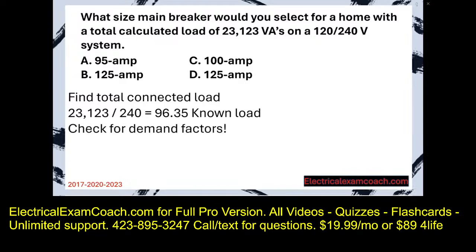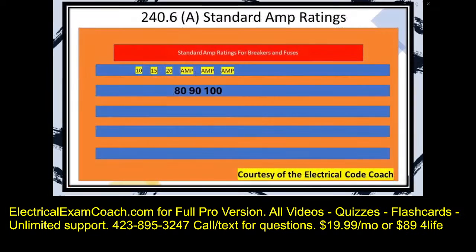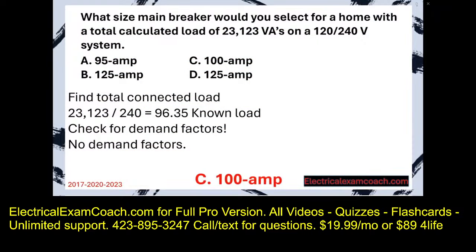Now we check for demand factors. Because this load calculation was already performed, there are no more demand factors to do. They were done along the way, right? We would have performed our range demand factor, our dryer demand factor, and then now we have this total lump sum of 23,123. So all we have to do is divide by 240, and there are no demand factors. Now that we have our known load, we head to Table 240.6(A), and we choose the next size up. And in this case, it's going to be a 100. Great job.